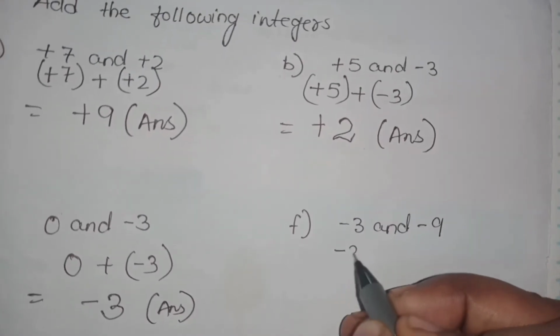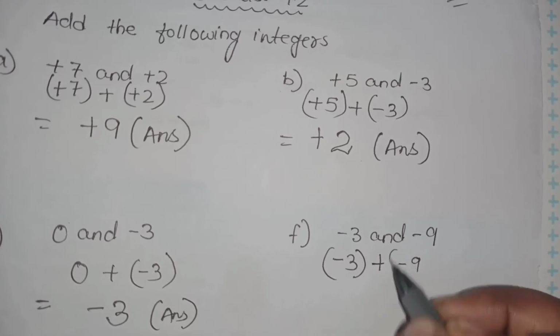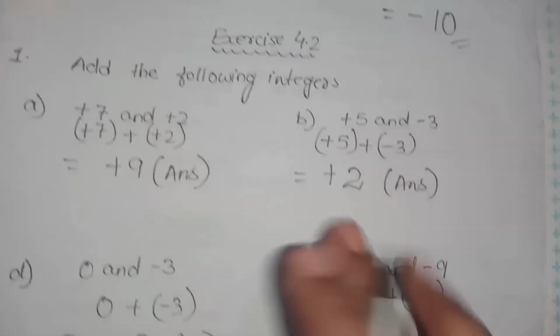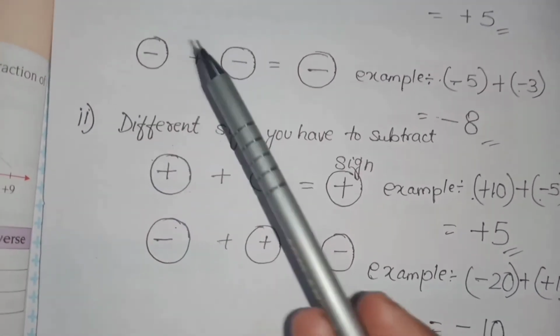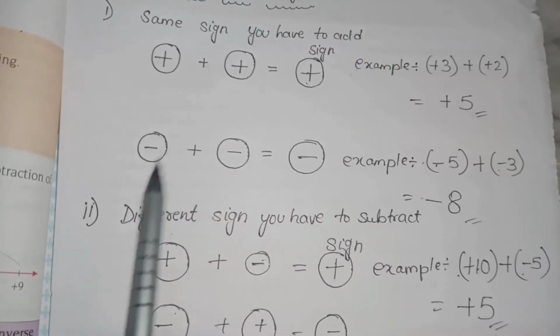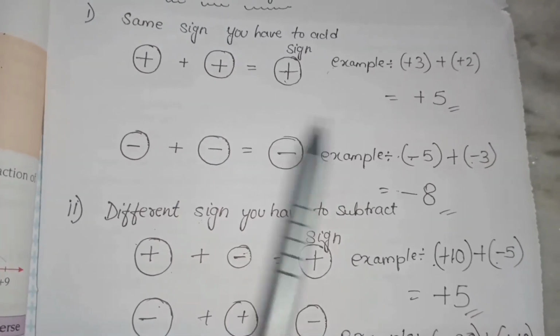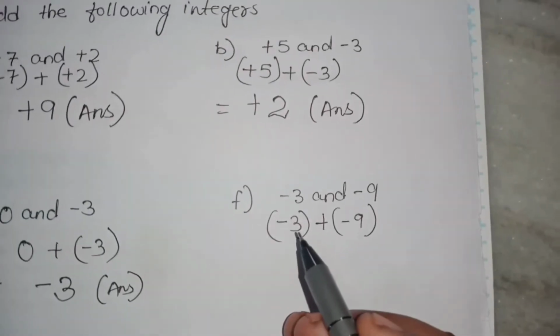Again, first let us write this way. Minus 3 when added to minus 9. Now here you can see that both the signs are the same. I have taught you this also, that when both the signs are the same, you have to add, and this is two negative integers. When added, you have to add, and what sign do you put? Minus.